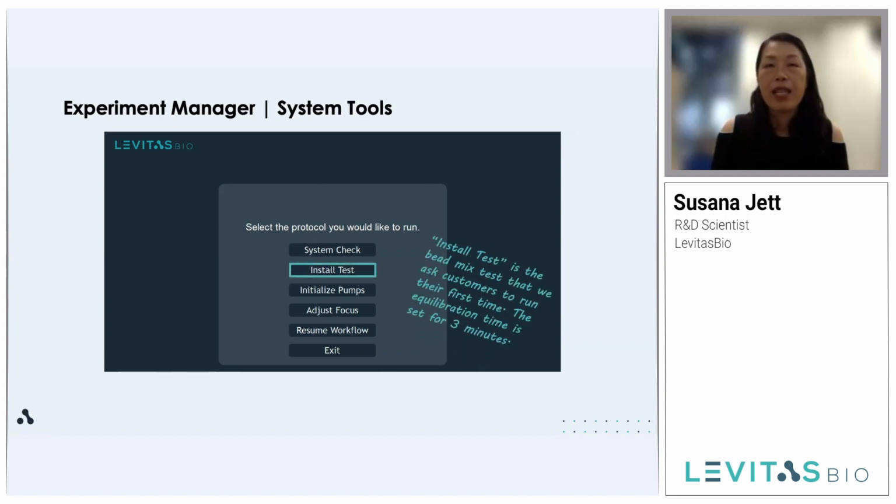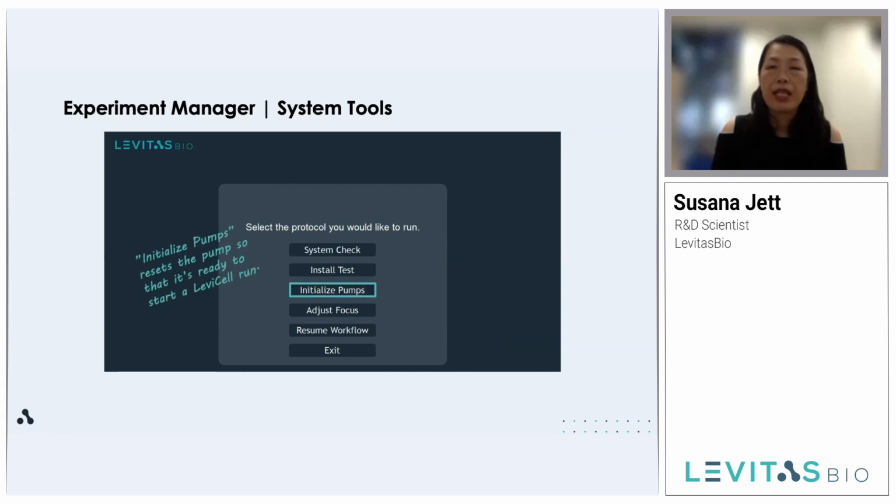Install Test is a bead mix test that we ask our customers to run their first time. The equilibration time is set for 3 minutes. This allows the user to see how the run is prepared and set up. It also allows us to check that everything is working as expected.